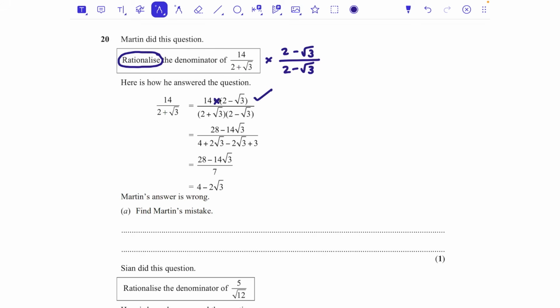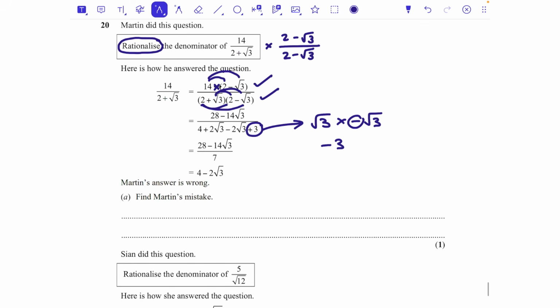So on the top, that's correct. I'm happy with that. And on the bottom, that's correct. He's times by that. Now, when he's times out here, he's got 28 minus 14 root 3. I'm happy with that. And then on the denominator, we've got 4 minus 2 root 3 plus 2 root 3 minus 3. There we go, there's the error. So here, this is plus root 3 times minus root 3, and root 3 times root 3 is root 9, which is 3, but we've got a negative, so that should be minus 3. That's where he's gone wrong.